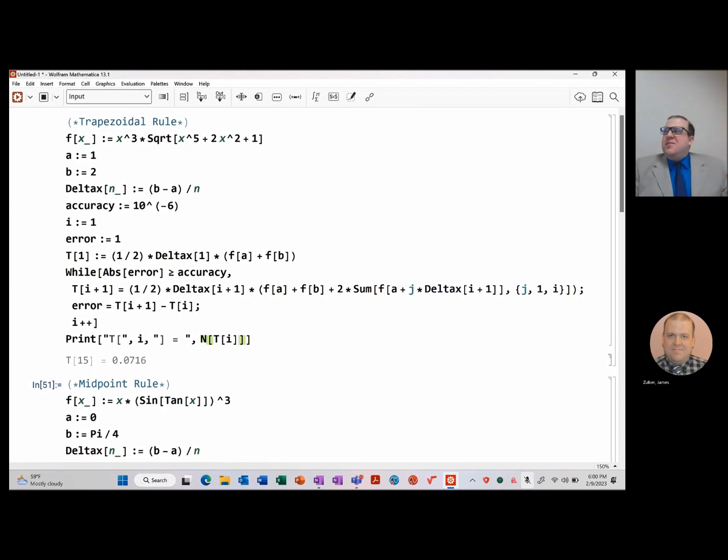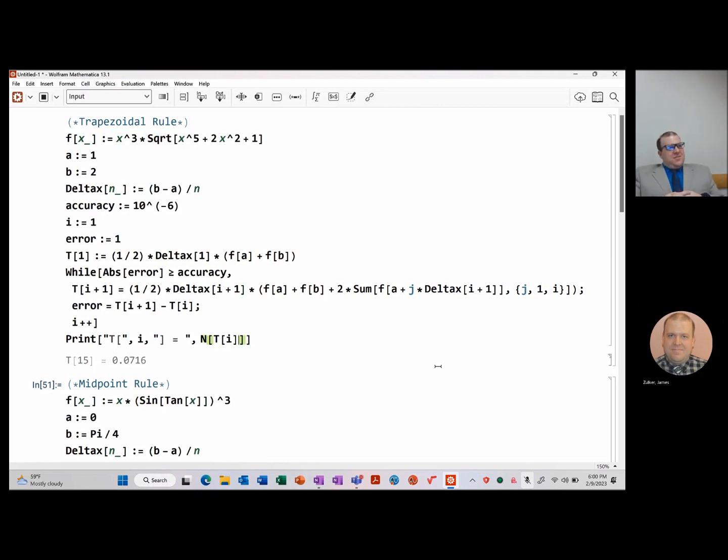Have a little bit of fun. How many subintervals do you think we're going to need? Yeah, I just deleted the comma 3. How many subintervals do you think it's going to take to get the desired accuracy?